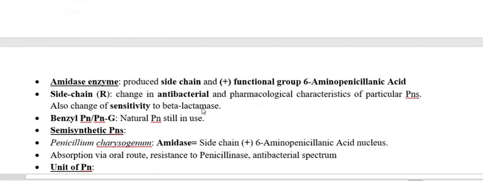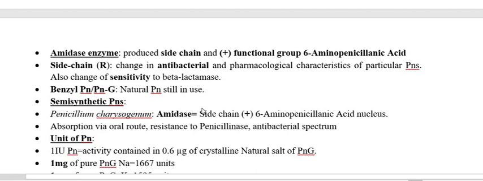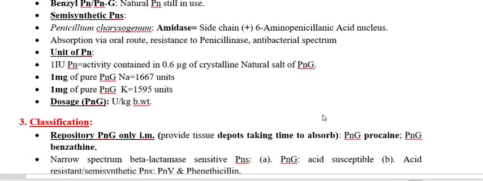And when you put the chemical or side chain there, as a result the side chain is added to the nucleus, that is, the functional group of penicillin, 6-aminopenicillanic acid. Therefore, as a result we receive the compound called semi-synthetic penicillin. So this is about how we synthesize the semi-synthetic penicillin. Now we have to go through the unit of penicillin.